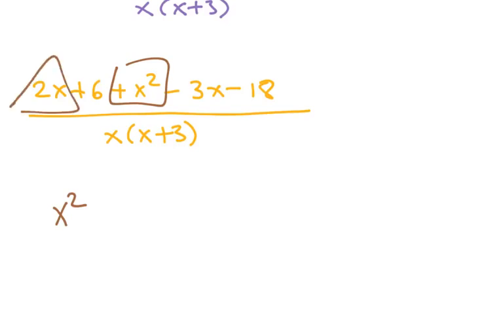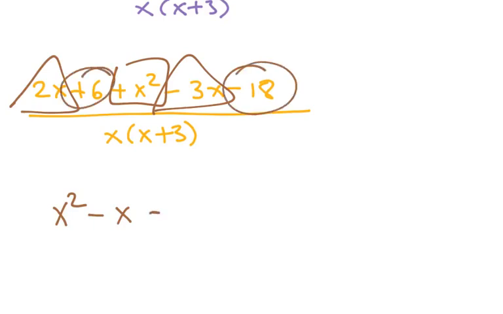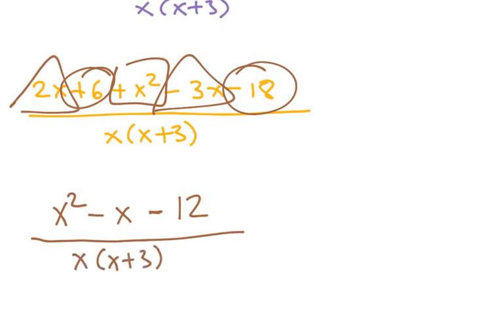We have 2x minus 3x, which gives me negative x. And then we have plus 6 minus 18, which is negative 12. It's our old friend, the factors of 12. We know are 4 and 3. So this is going to break down to x minus 4, x plus 3. Notice minus 4, because minus 4 plus 3 is negative 1.